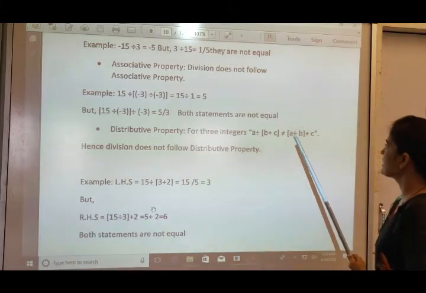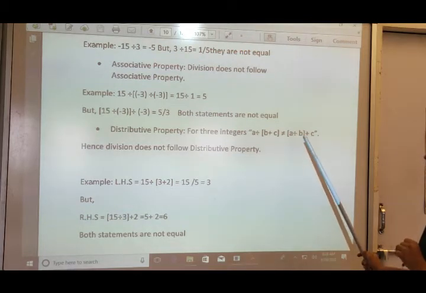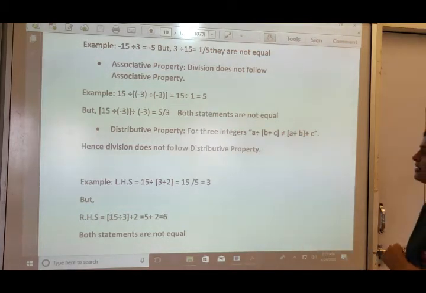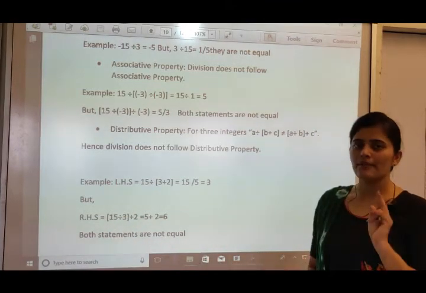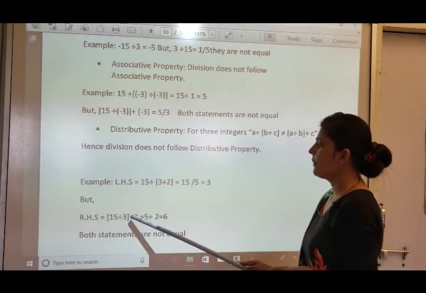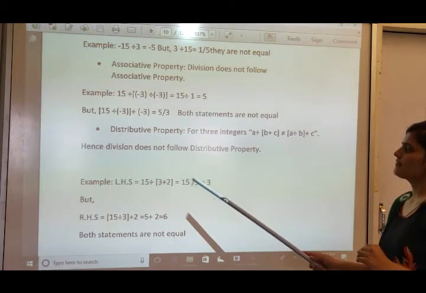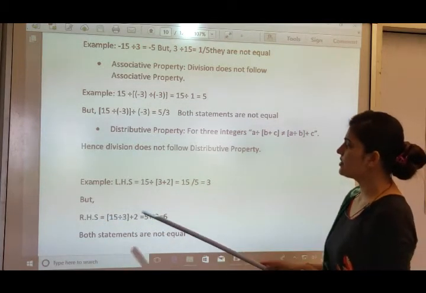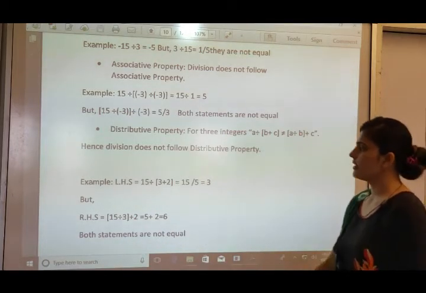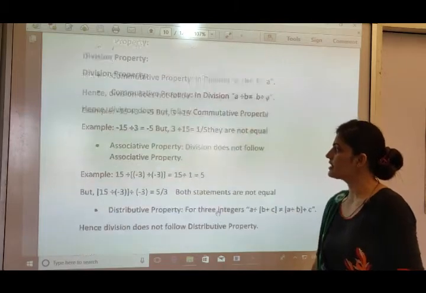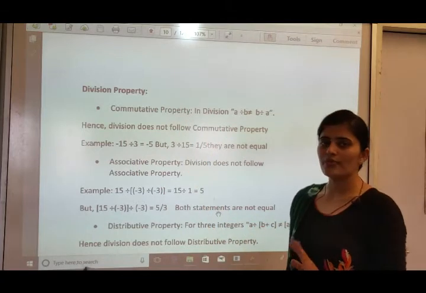But now let us see this side. A divided by b in bracket plus c. So first we have to divide a and b. After that, to the answer we have to add c. So 15 divided by 3. What will be 15 divided by 3? It will be 5. So 5 we are writing, plus 2 as it is. 5 plus 2 will be equal to 7. So see, for LHS we are getting the answer as 3 and for RHS we are getting a different answer. Both statements are not equal. So you can say that the distributive property is not followed by division.